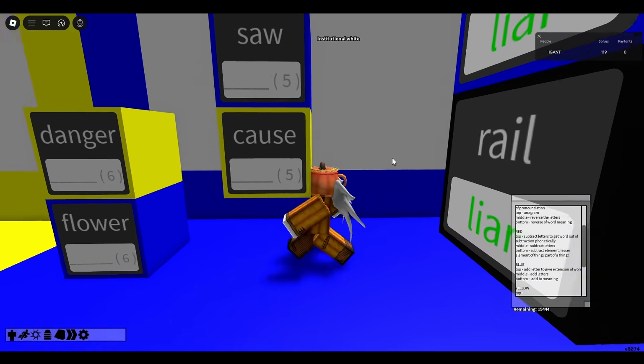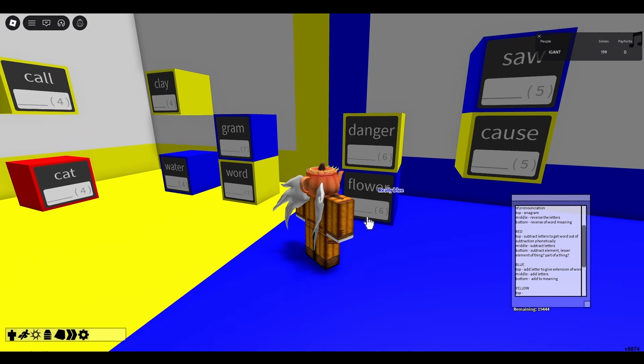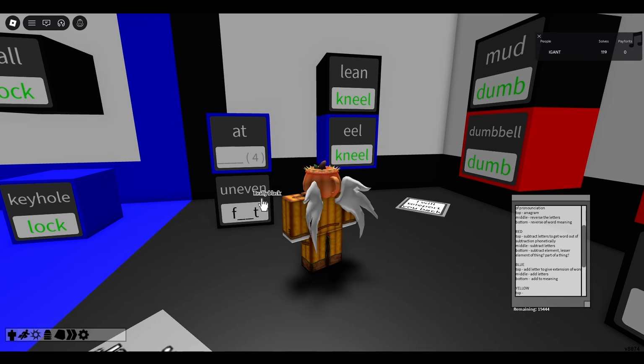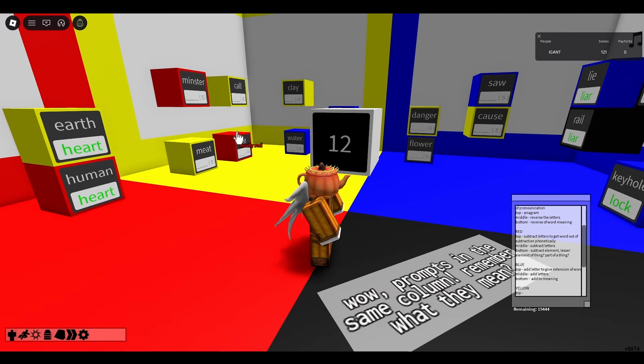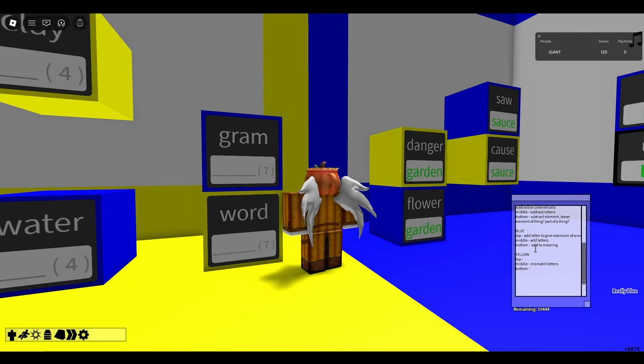I hate Americans. I hate Americans. Saw cause danger flower. Flower man. So our middle blue row was add letters. Flat? There we go. Okay, that worked. This is the tough corner. Blue is add to meaning, so like garden. So middle blue was add letters.